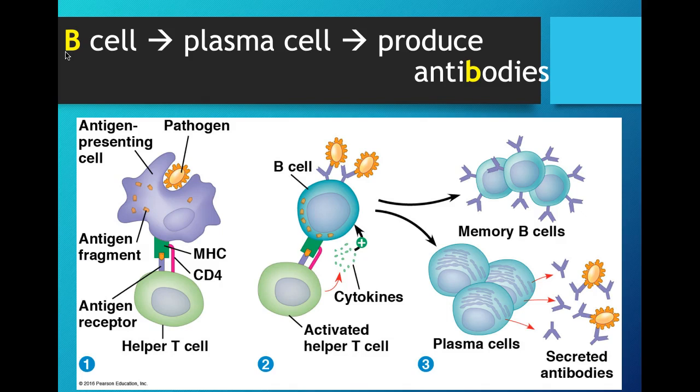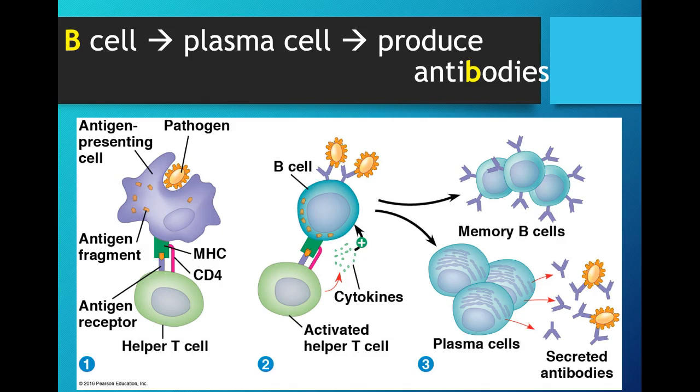Remember, B cells give rise to plasma cells, which are the cells that produce the antibodies. Looking at the diagram, step 1, the pathogen is engulfed by an antigen-presenting cell, something like a dendritic cell or a macrophage. The pathogen is broken down, and the outside of the antigen-presenting cell will carry that antigen fragment and signal a helper T cell. The antigen receptor of the helper T cell will bind with that antigen fragment of the antigen presenting cell. That will release cytokines.